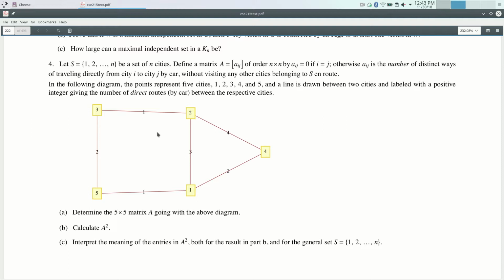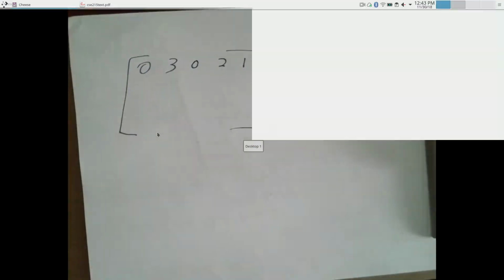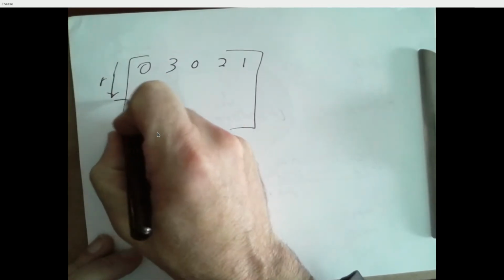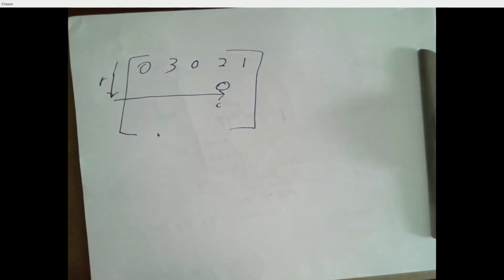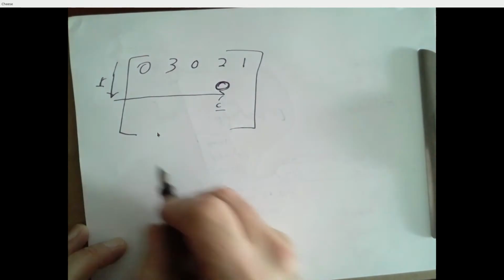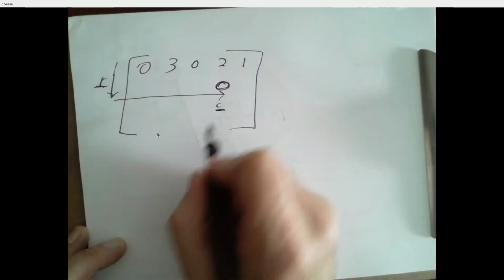So other questions, either on the homework or on languages? What do we want for C? So calculate A squared, you're going to get another matrix. If you look at the entry in some particular row and column, presumably it's saying something related to this city and that city, right? So in the original matrix, if we look at some row and column, this entry tells us the number of direct routes between whatever this city is and whatever this city is, right?